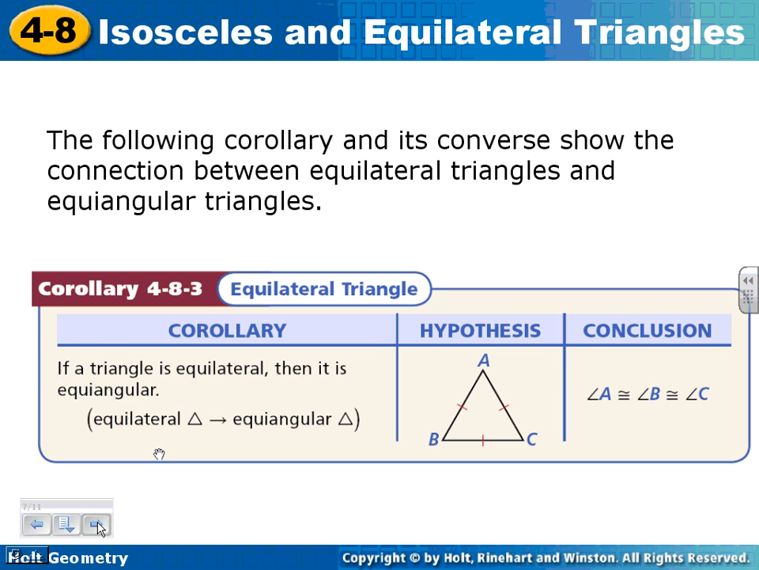Next slide. This reads, the following corollary and its converse show the connection between equilateral triangles and equiangular triangles. And this reads, if a triangle is equilateral, then it is equiangular. In other words, if we're given that all 3 sides are congruent, we can automatically assume that all 3 angles would be congruent. If the sides are congruent, then the angles have to be congruent.